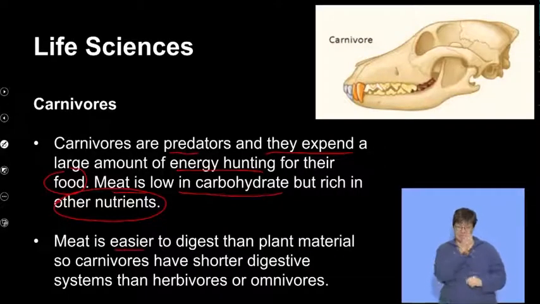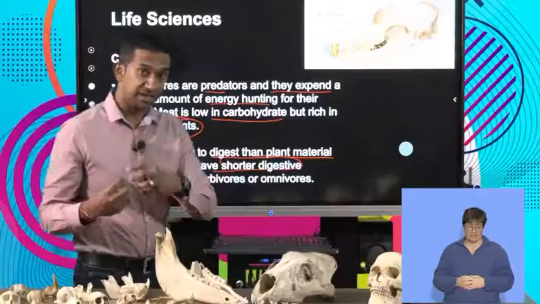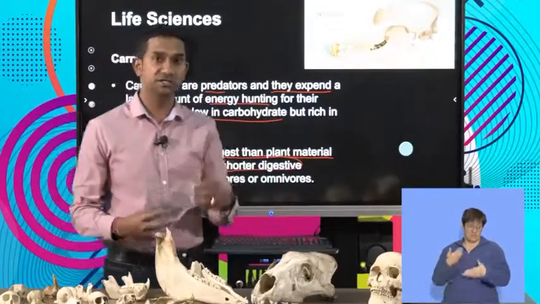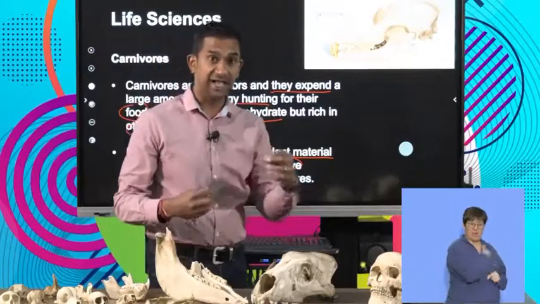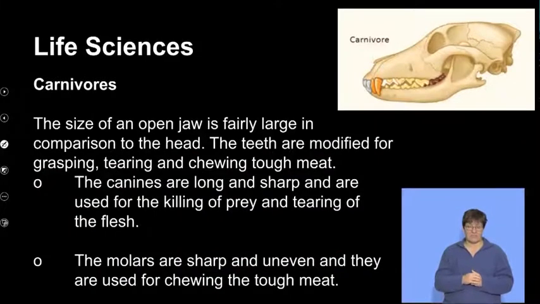Meat is easier to digest than plant material, and you'll find that carnivores have a much shorter digestive system compared to herbivores, which have an elongated digestive system for a much longer process of digesting plant material and accessing the nutrients. We know that the size of the open jaw is fairly large.